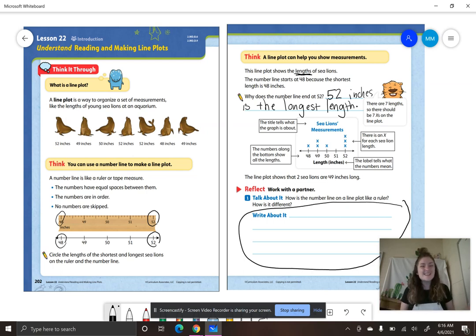All right, Smarties, that is going to be it for your first video lesson with lesson 22 in learning how to read and make line plots. Remember, just like measuring, graphing, you have to be super specific. You have to pay attention to how to exactly measure and represent information. It's very picky and it's very precise.